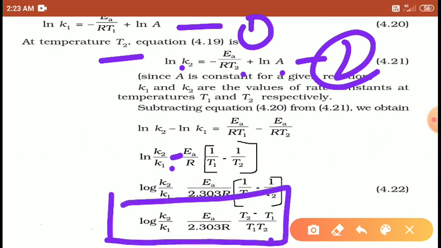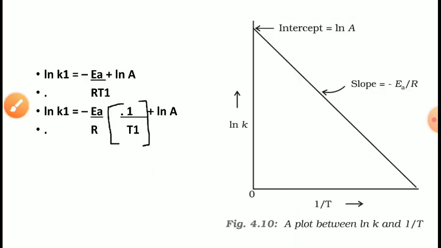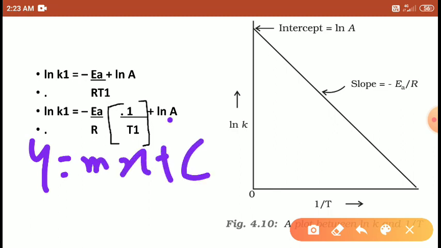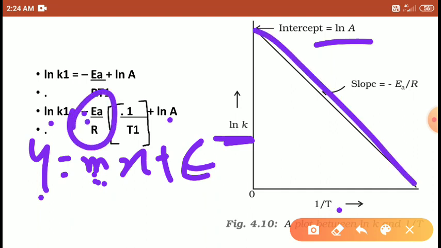Based on this we get many numerical problems, students, right? And we plot the graph, students. ln K1 equals minus Ea by R into 1 by T1 plus ln A. If we write this as y is equal to mx plus c, ln A is the constant c. On the y-axis we plot ln K1, and on the x-axis 1 by T1. M is the slope, which is negative, meaning the line moves in the downward direction, because minus Ea by R is negative.